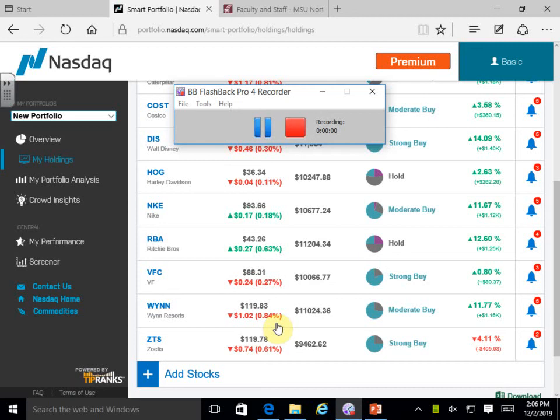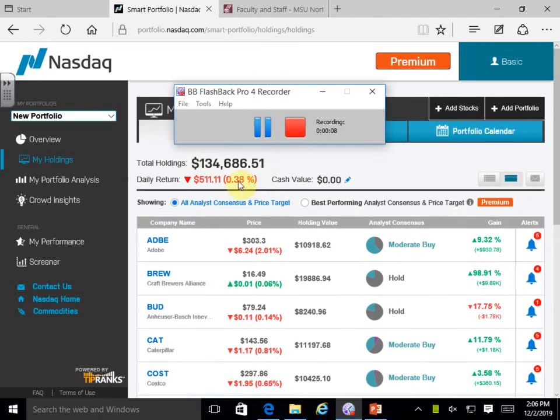I mean, the market was down just about a full percent earlier. On the NASDAQ, it was down over a full percent, and it was down nearly a percent on the Dow and the S&P, and we only ended up being down about 0.4%, so it's not too bad.